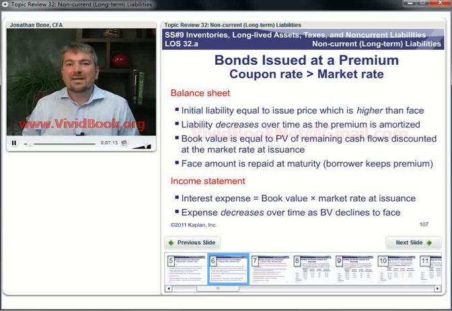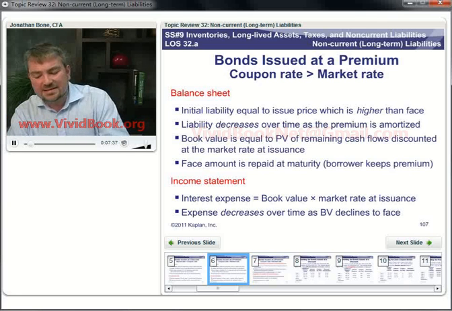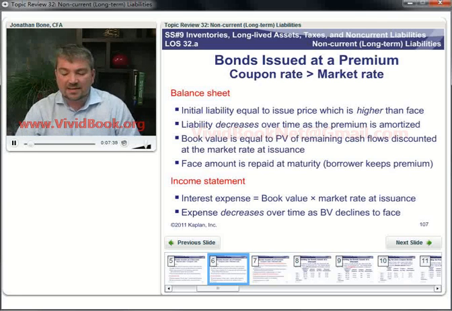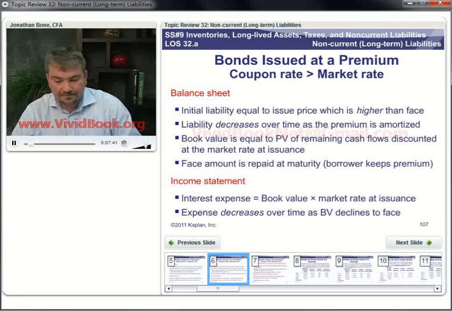Okay. Income statement, our interest expense, therefore, is always going to be the opening liability times the market rate at issuance. This has the effect of giving us an interest expense that is equal to the coupon minus the amortization of the premium each period. Now, our interest expense is going to decrease over time because the liability in the balance sheet is going to decrease over time. Sounds quite complicated, doesn't it? But actually, when you see the numbers behind it, it's relatively straightforward.